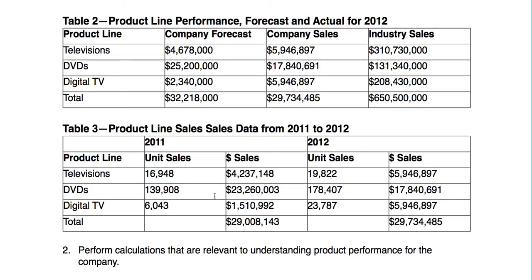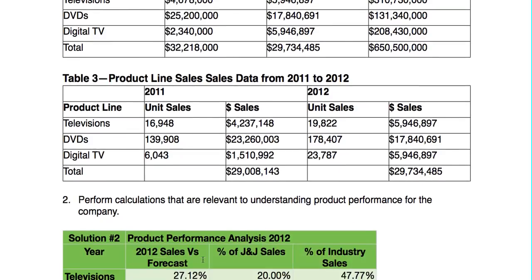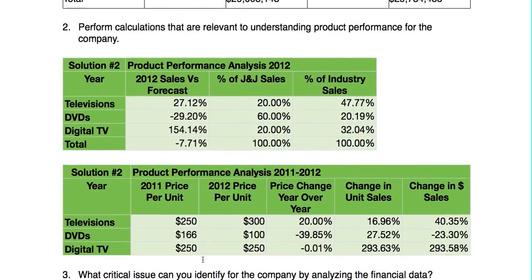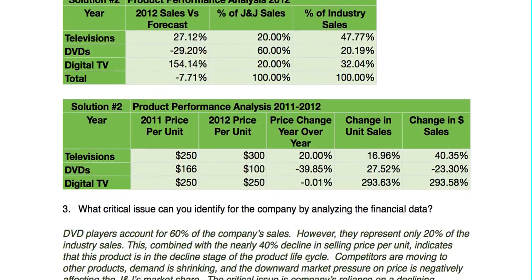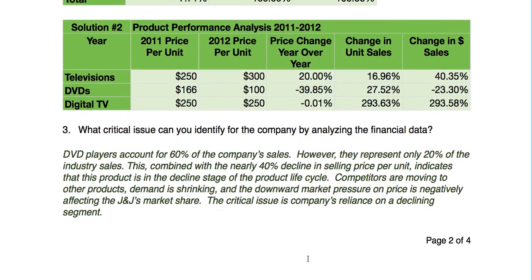So the question asks you to perform calculations that are relevant to understanding product performance, and those are summarized in those two tables that we've created. Once you have those tables, you are asked, what critical issue can you identify for the company by analyzing the financial data? There are probably many different ways to phrase this, but here's one. We have a product line that accounts for 60% of the company's sales. However, this particular product line represents only 20% of the industry sales. And this could have several implications.